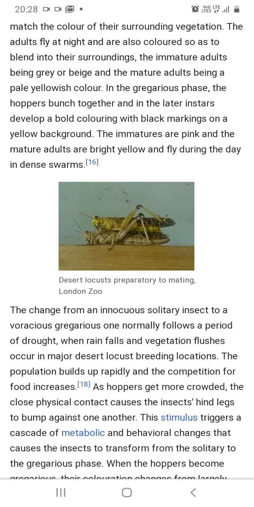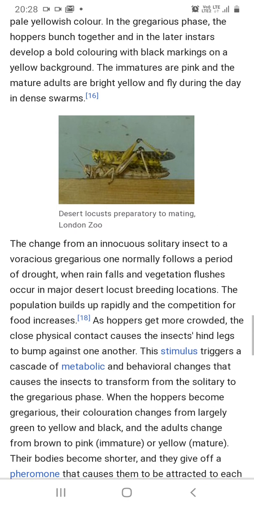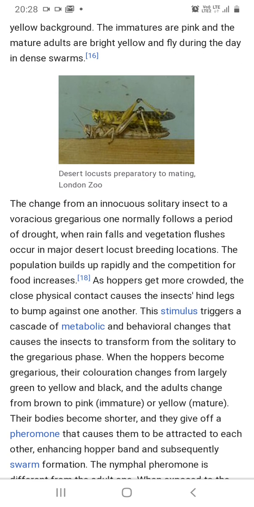The change from the innocuous solitary to the voracious gregarious one normally follows a period of drought when rainfall and vegetation flush occur in major desert locust breeding locations. The population builds up rapidly and the competition for food increases.